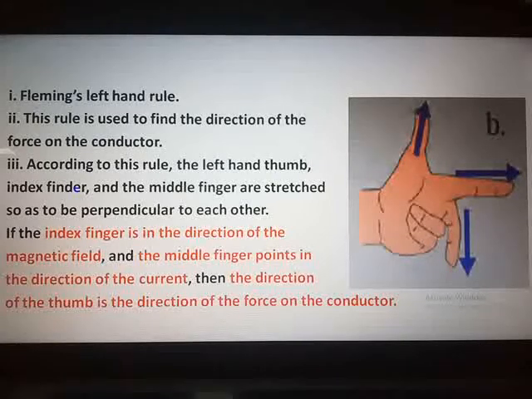There, 8th line. According to this rule, the left hand thumb, index finger and the middle finger are stretched so as to be perpendicular to each other. If the index finger is in the direction of the magnetic field and the middle finger points in the direction of the current, then the direction of the thumb is the direction of the force on the conductor. It can be asked in the exam for 2 marks each or even for 3 marks, because explanation of the concept is there. So 1 mark for identifying the diagram, 2nd mark for the theme, and the 3rd mark your actual rule.